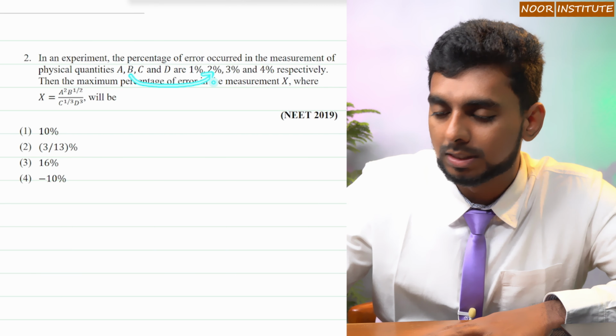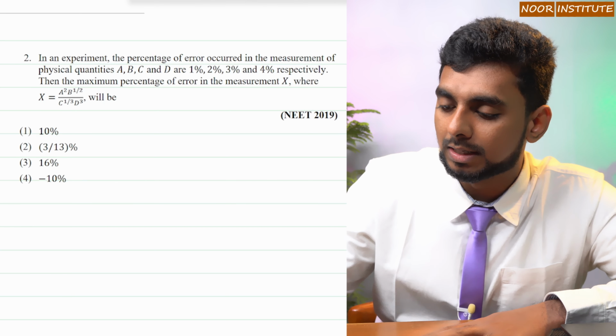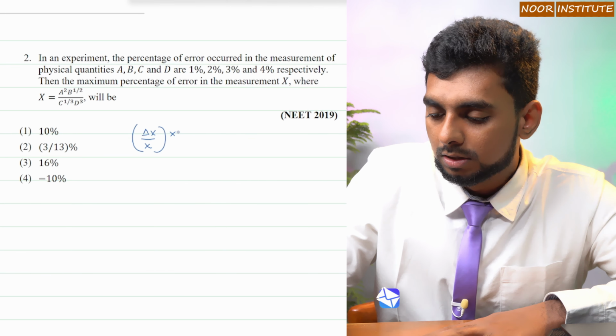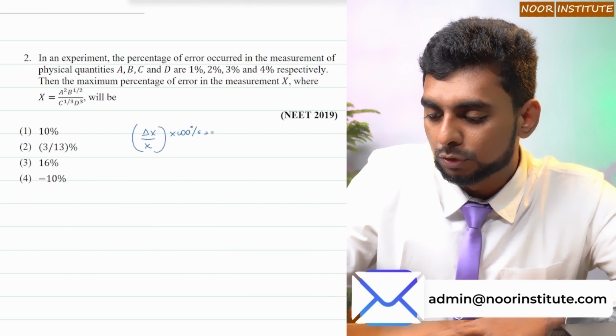Then you have the maximum percentage of error in the measurement of x. So they have given you the relation for x, which is something that they have given over there. What I'm supposed to find here is the maximum percentage error in this x. So what I'm supposed to find is actually del x divided by x into 100. This will be the percentage error that I'm supposed to find.